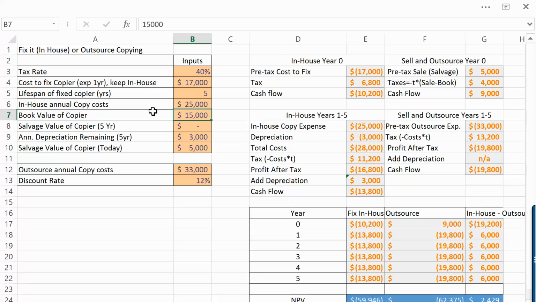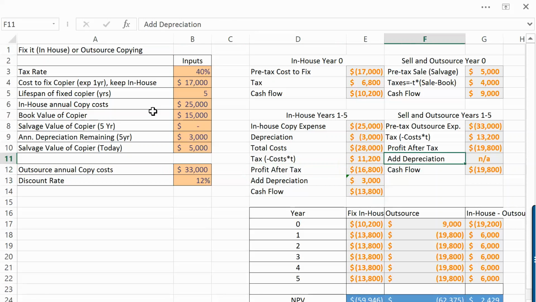The book value of the copier is $15,000 today. At the end of the 5 years, the copier is then useless. We're depreciating $3,000 a year for the next 5 years on this copier still. But if we sold it today, we'd get $5,000. Now, if we sold it today, we would then outsource all our copying costs for $33,000 a year, and we're going to use a discount rate of 12%.